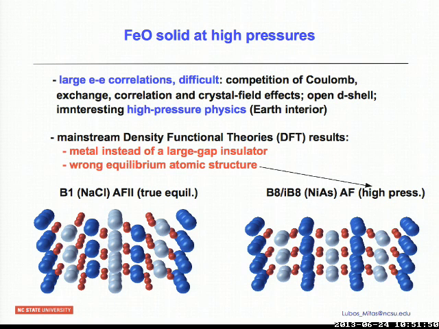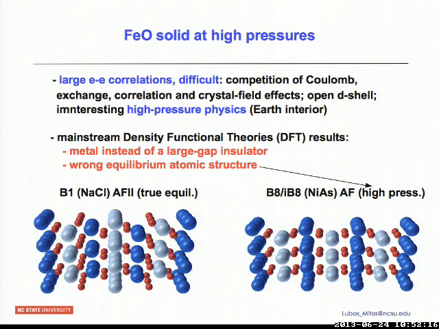That is a mainstream method in this field. Basically, if you just take the basic methods in there, you will get a metal, although in reality it's a large gap insulator, so you get the wrong electronic phase, and actually you get even the wrong equilibrium atomic structure. You get a high pressure structure as lowest instead of this one, which is a usual antiferromagnet, basically of NaCl.